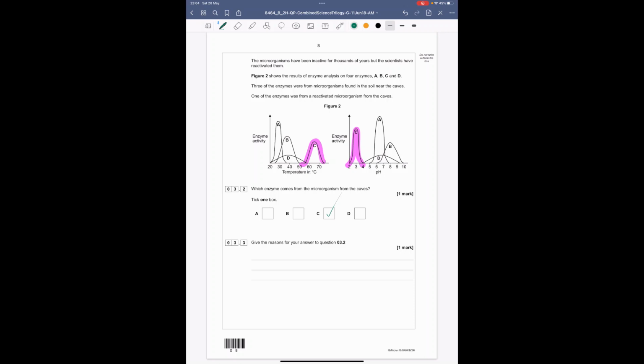Give reasons for your answer from 3.2. Well, we've just said it. It has a high optimum pH in acidic conditions. And it has a high activity at high temperatures. Okay, now it's always probably good in these conditions just to quote some data. So pH 1 to 3 and high temperature about 65 degrees Celsius, just to support your evidence.